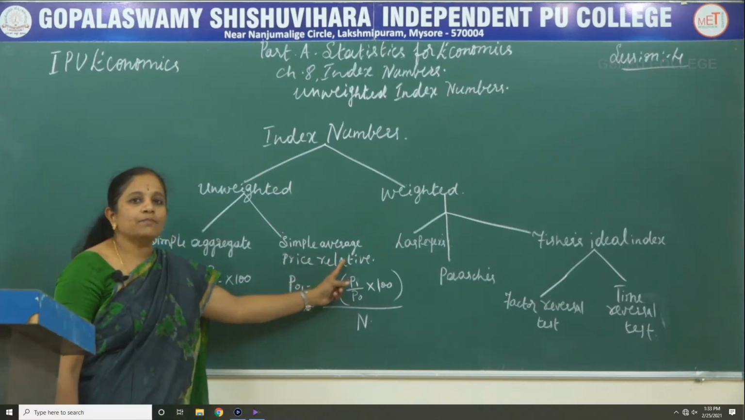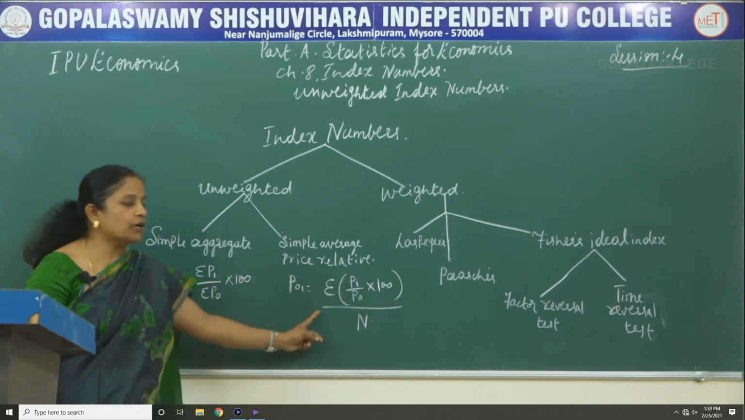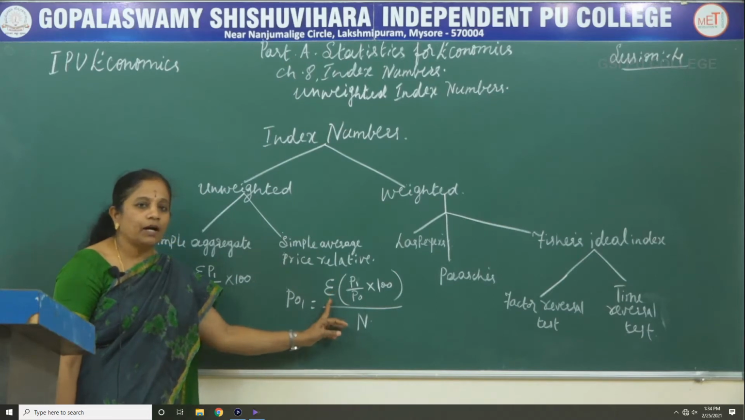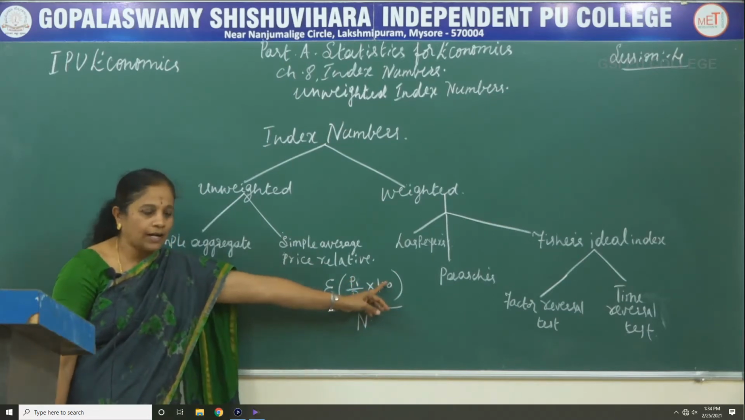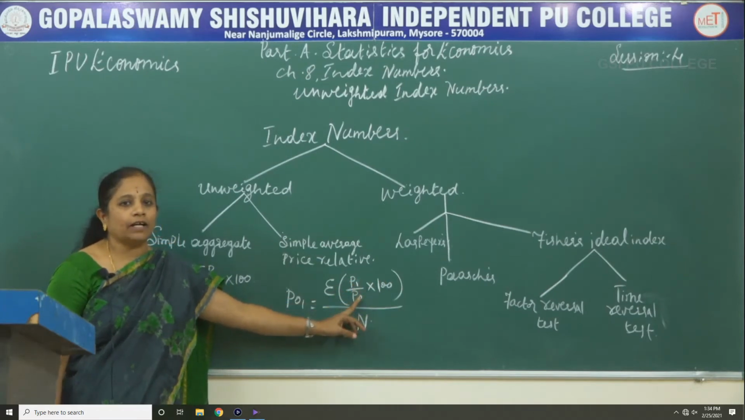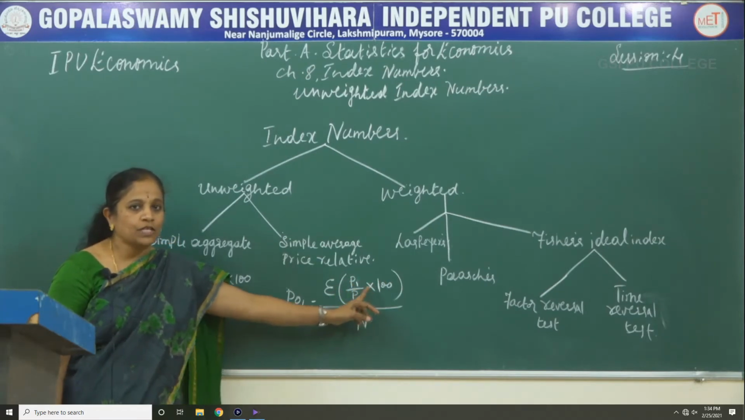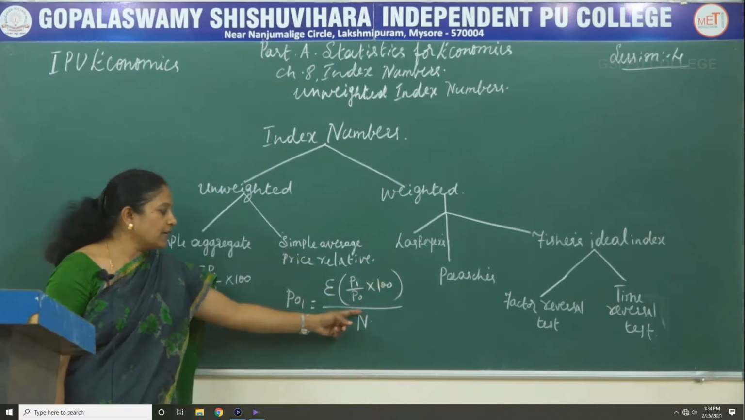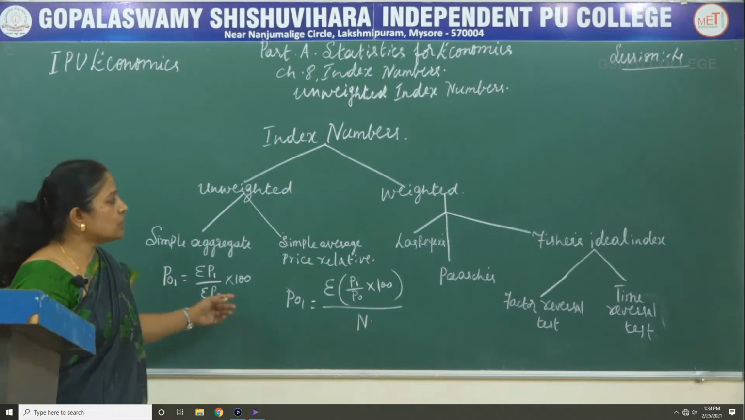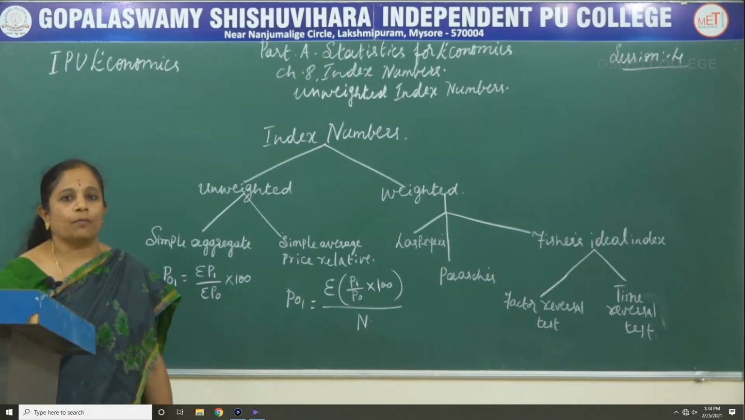Next, under this method we have another formula to calculate: P01 equals sigma of P1 by P0 into 100, divided by N. The current year values are divided by the base year values and multiplied by 100, and finally they are divided by the number of values. So now let's move towards the problems.